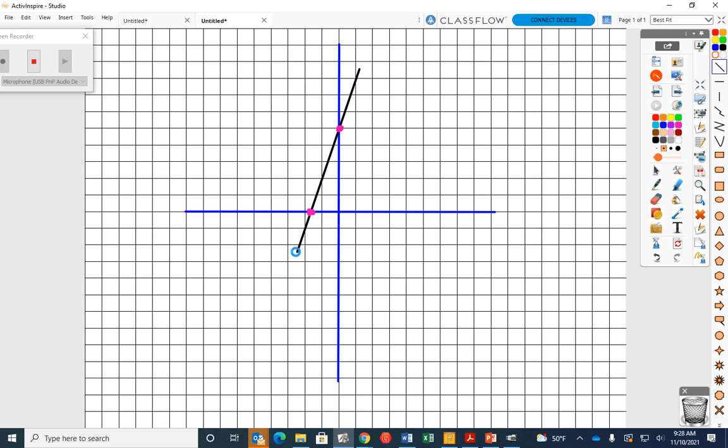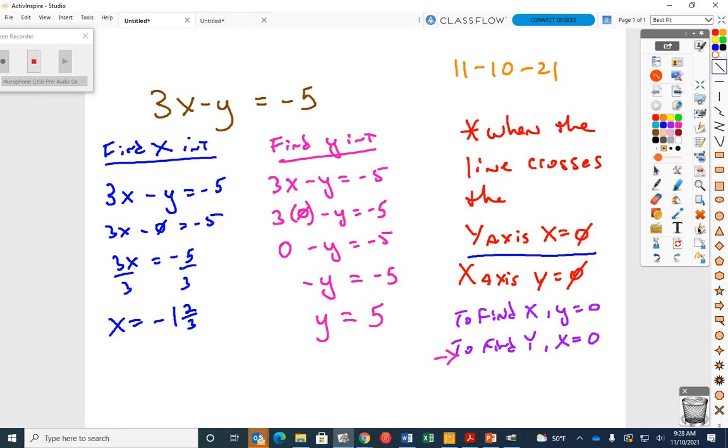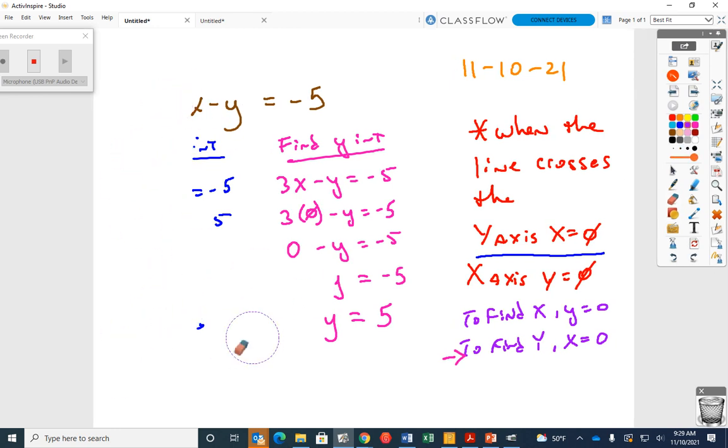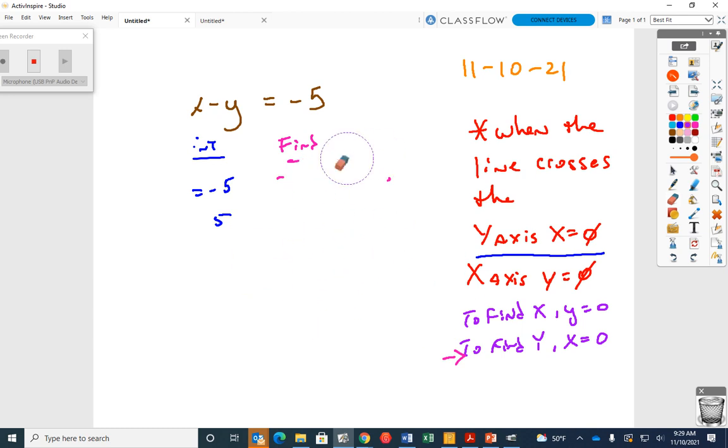Let's try another one. You want to try this one on your own? Okay. I'm going to erase all this. I mean, truthfully, is this that hard? No. All right.